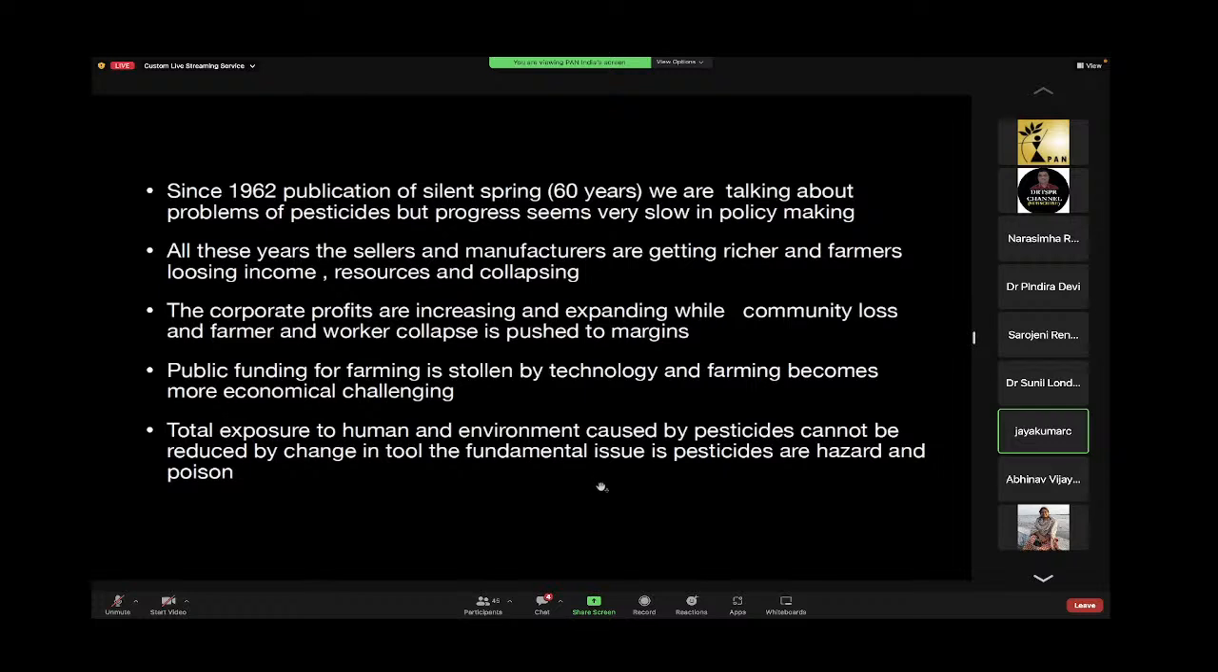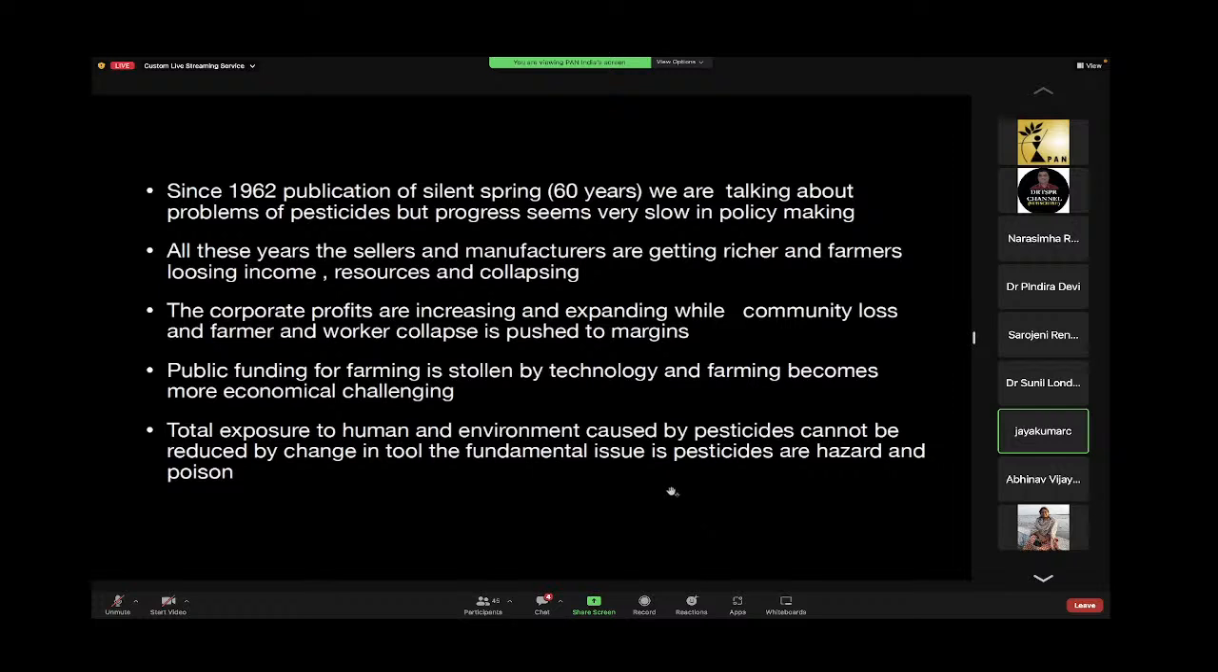So the whole issue is pushed to the margins. The public funding for farming is stolen by technology, and farming becomes more economically challenging. This is also one truth which we have to understand when we talk about any technology or any intervention. The total exposure to human health and environment caused by pesticides cannot be reduced by a change in tool. The fundamental issue is pesticides are hazardous and poison.